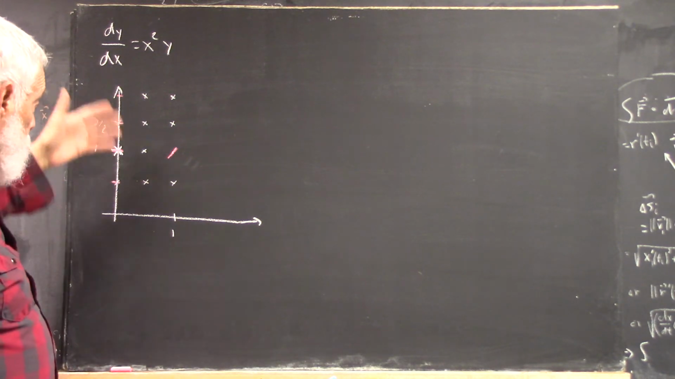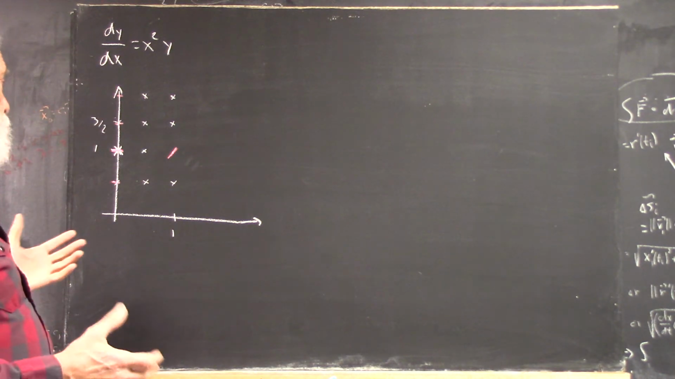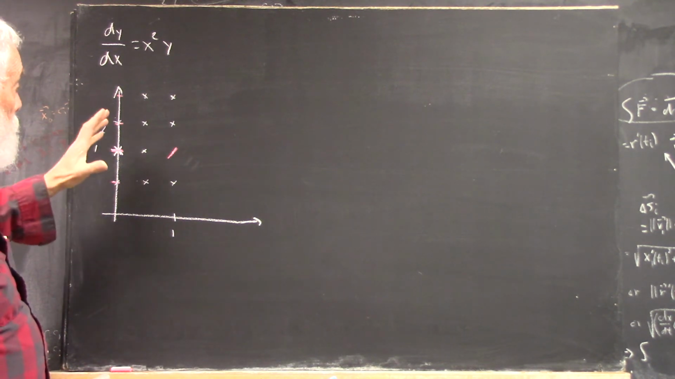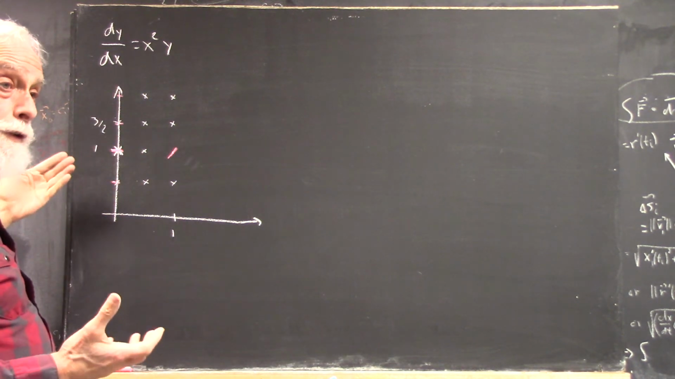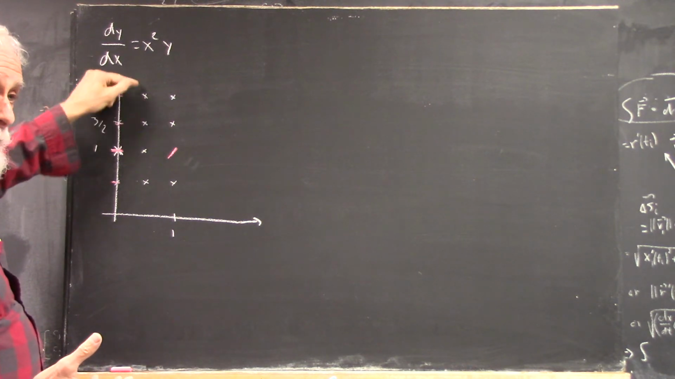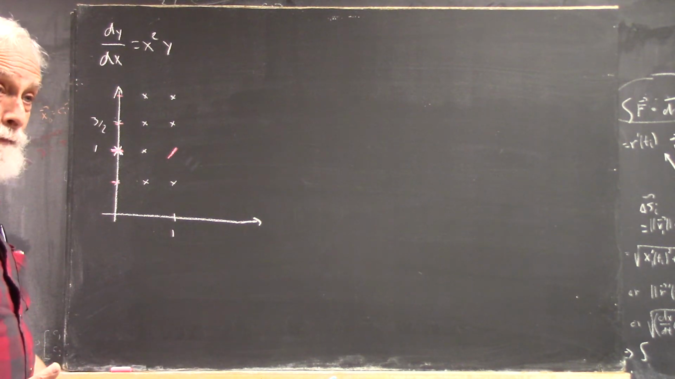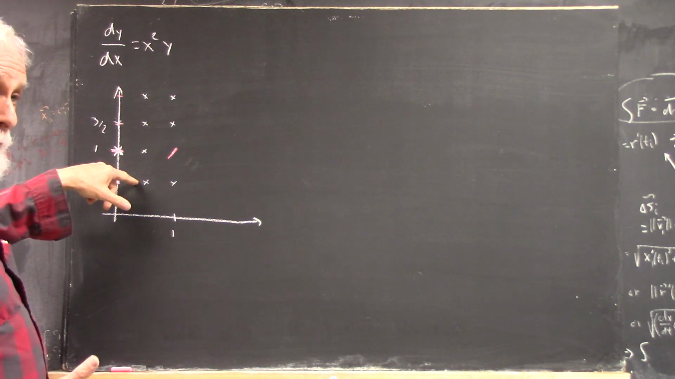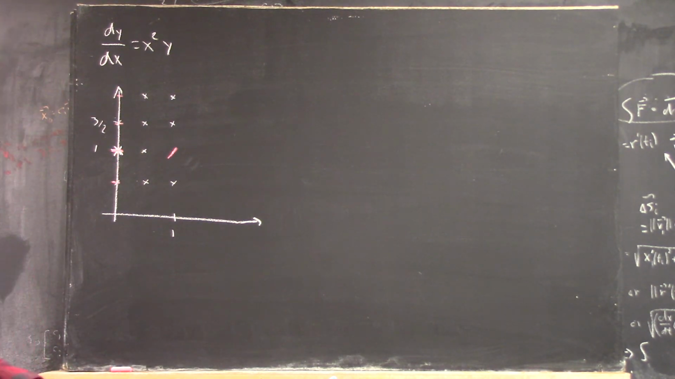And then attempt to sketch a direction field, a set of little line segments that indicate the slope of a solution curve if the solution curve happens to go through one of these points. Okay? So for each point, if the solution curve happens to go through that point, what's the slope going to be? What's it going to look like?